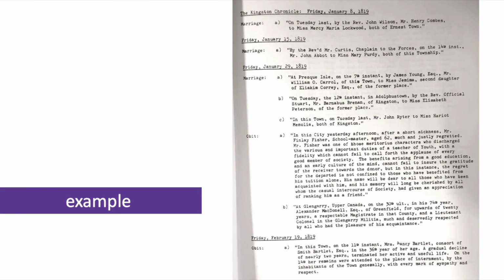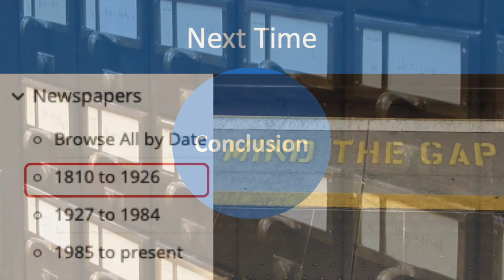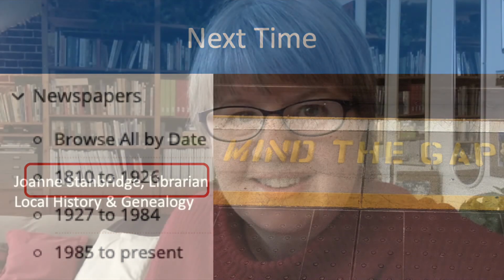We've covered a lot in this video. We focused on the typewritten card index to the earliest Kingston newspapers, and we talked about how to search that index on the Digital Kingston site, and then we raced through 4 tips for more effective searching. So by now you know that there are several ways to search and browse the Kingston newspapers up to the year 1926. But how can you access the more recent newspapers? This will be the subject of our next video.